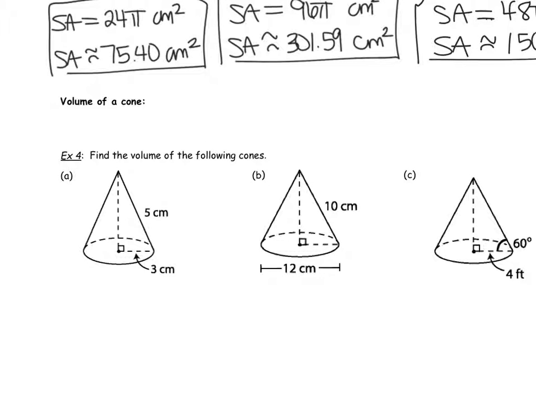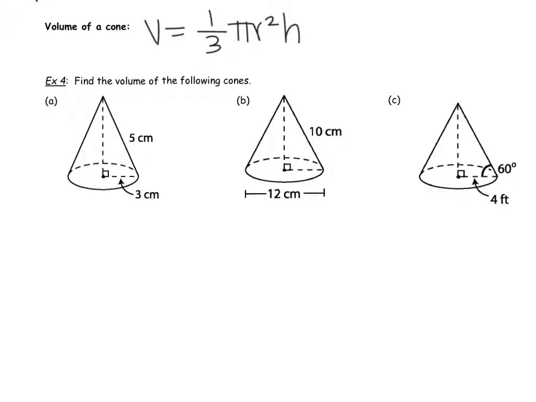Lastly, we want to talk about finding the volume of a cone. So the formula for the volume of a cone is very similar to the formula for the volume of a pyramid. We have 1/3, and then the area of the base, which since it's a circle is pi r squared, times the height. So the volume of a cylinder formula was similar to the volume of a prism, and the volume of a cone formula is similar to the volume of a pyramid because that's its similar solid with a different type of base.